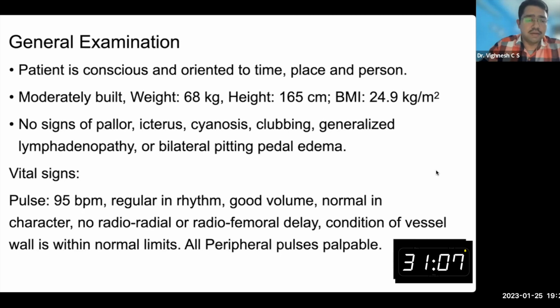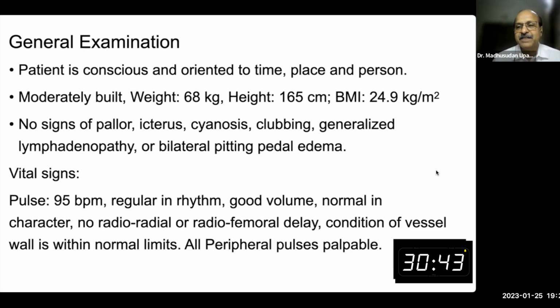Vital signs, sir. Pulse is 95 beats per minute, regular rhythm, good volume, normal in character. No radio-radial, no radiofemoral delay was noted. That heart rate is acceptable to you, 95 beats per minute? Sir, in a normal patient, I would not accept this particular heart rate. It comes under the upper limit of the normal. It's immaterial whether you accept it or not. If the patient presents with 95, it has to be 95. Okay. Here, is it all right to have 95?